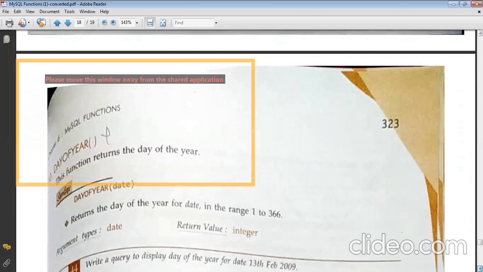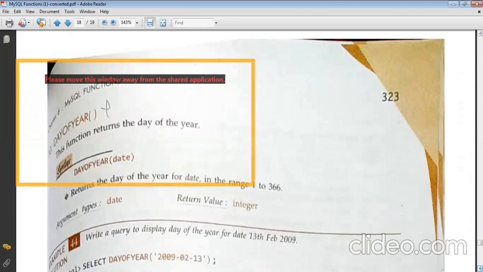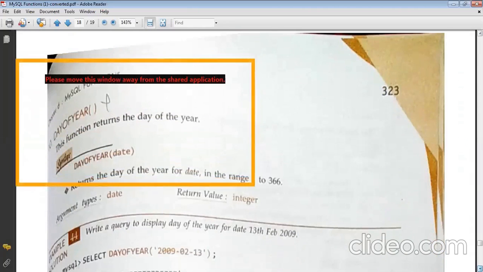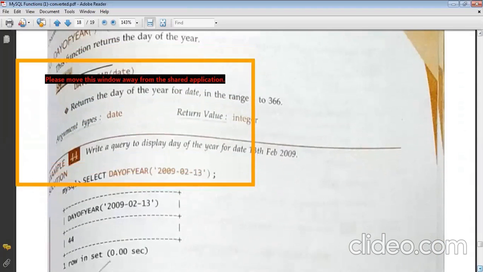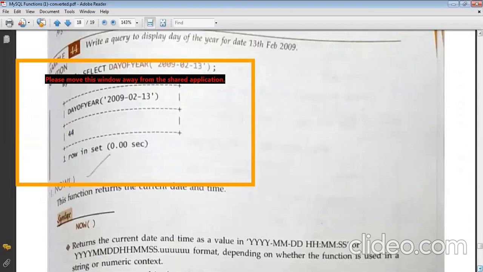Day of the year: you have 365 days, and it will start from 1. So the last day will be your 366 in a leap year. In that way, they will give you which particular day it is of this year.